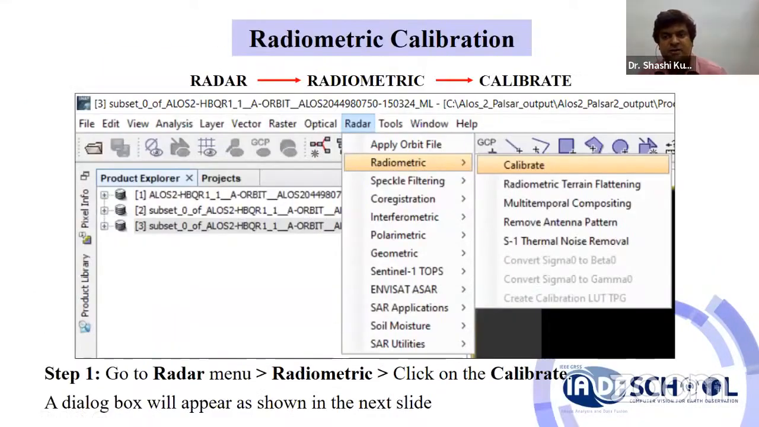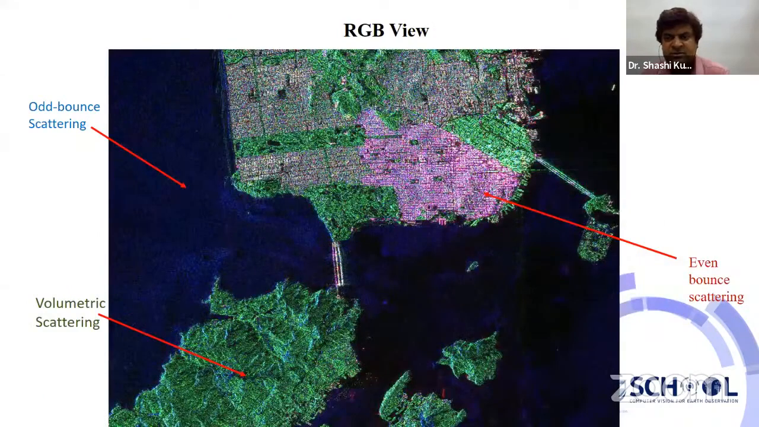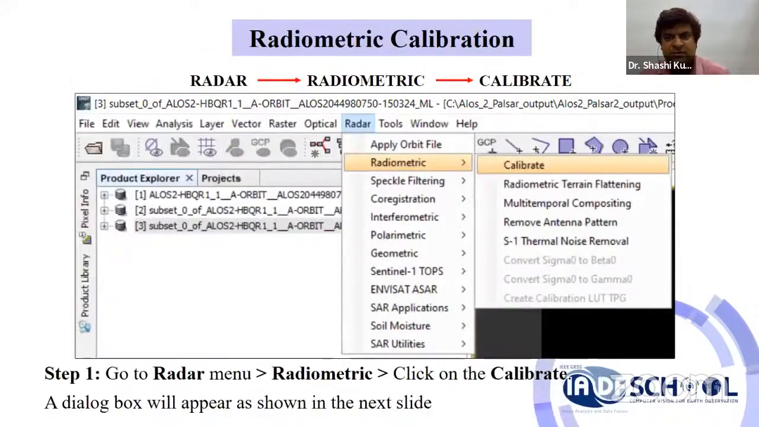Now, after that, we are going for the radiometric calibration. The purpose of the previous RGB was to do the visualization. After that, you can close that window. Now we are going to the radar tool. In the radar tool, we are going to the calibration. So here, we are going to calibrate the data set.